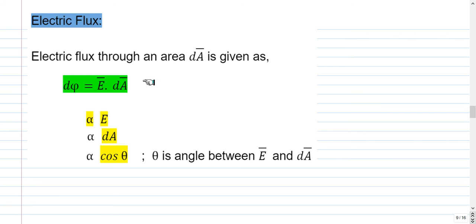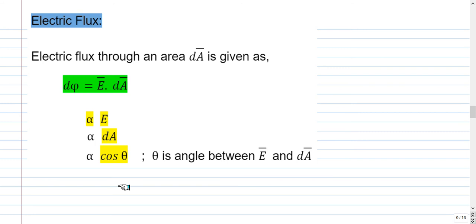Electric flux through an elemental area dA is given as E dot dA. So E dot dA is E into dA into cos theta, where theta is the angle between the electric field and the area vector. So the flux through the surface is proportional to the electric field intensity. It is proportional to the area. If the area is more, then the flux will be more, and it also depends on the orientation of the area with respect to the electric field. So it's proportional to cos theta. The theta is the angle between the electric field vector and the area vector.